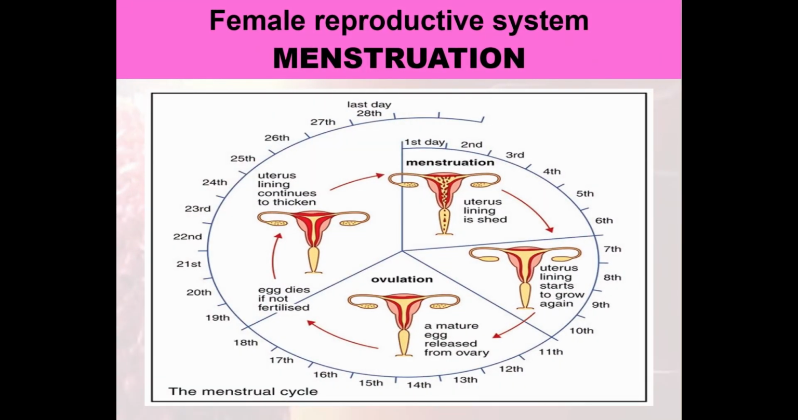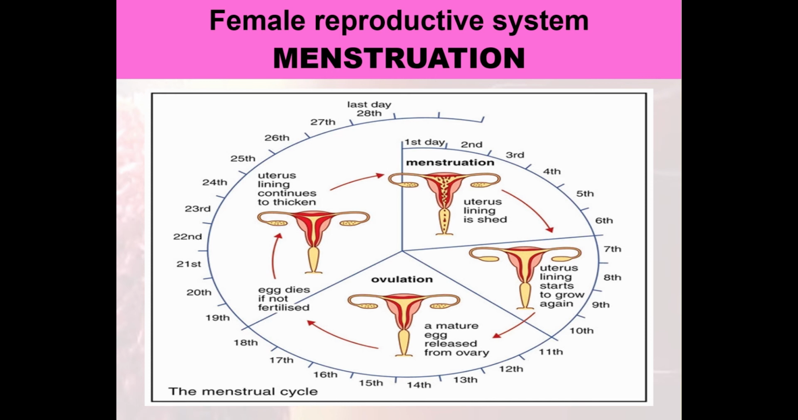This flow of blood and mucus remains for approximately 4-5 days. And after that, a new cycle will begin again. So this whole cycle is called the menstrual cycle or the ovarian cycle. In this figure, we can observe the different events of the menstrual cycle. The first 5 or 6 days, it may be 4, it may be 6.